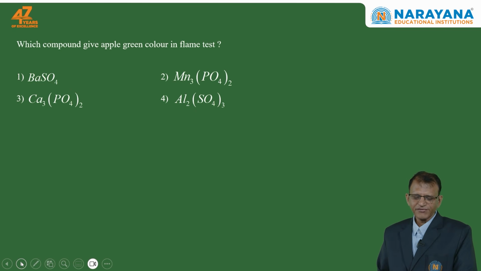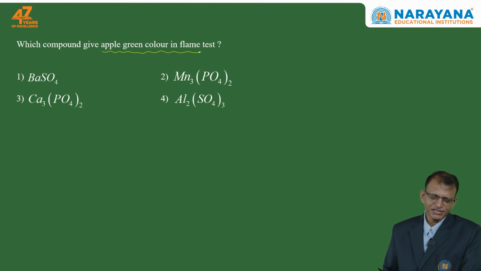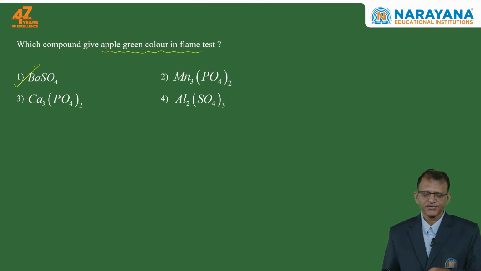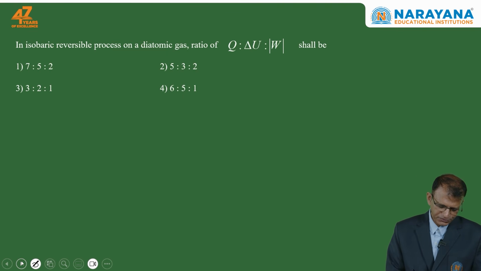Which compound gives apple green color in flame test? So a very simple question, right? The first option will give you the answer, because you know that barium is going to give green color in flame test. So a direct question. Moving to the next problem.